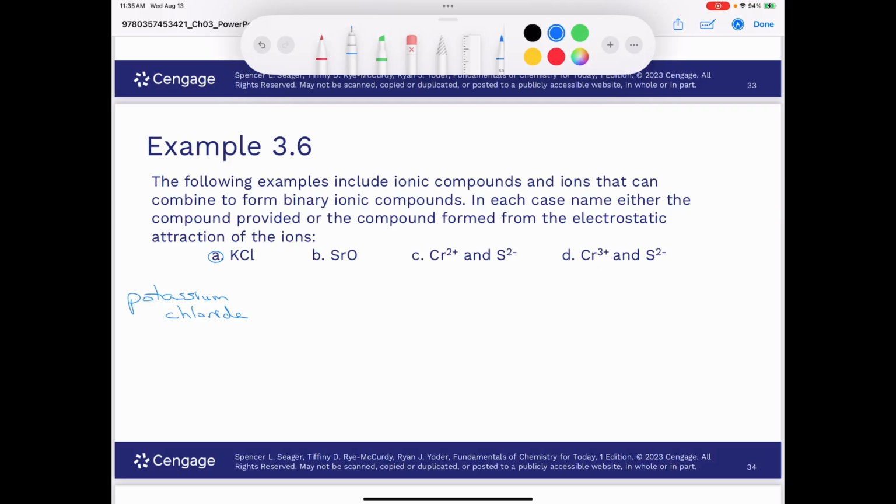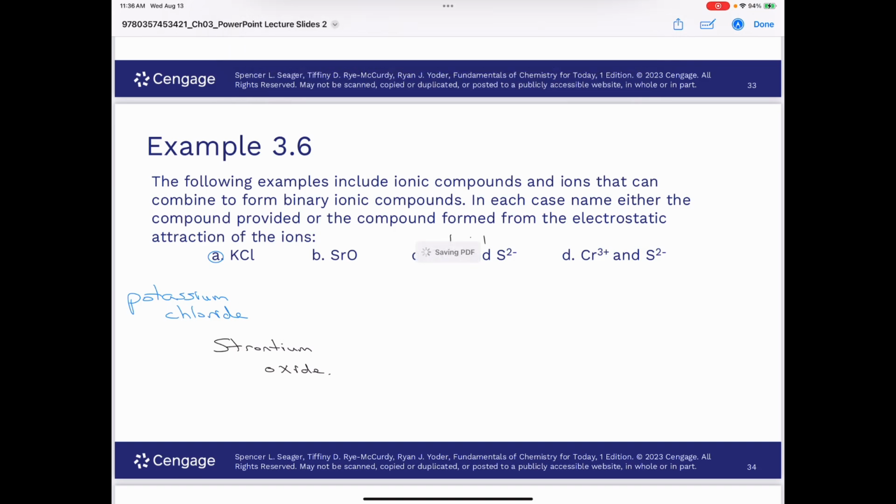The next one, we have strontium and we have oxygen. So we're going to name this compound strontium oxide. Okay, I'm just putting the oxide below because I don't want to run out of space here. So oxide, strontium oxide. The next one is chromium, and a chromium 2 ion and a sulfide ion. So since we have positive 2 and negative 2, they're going to come together in a 1-to-1 ratio to balance out the charges.